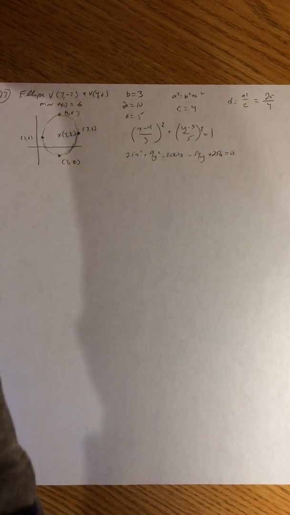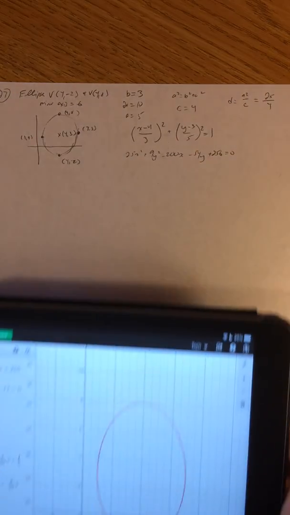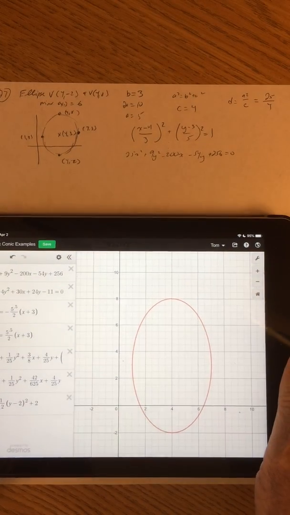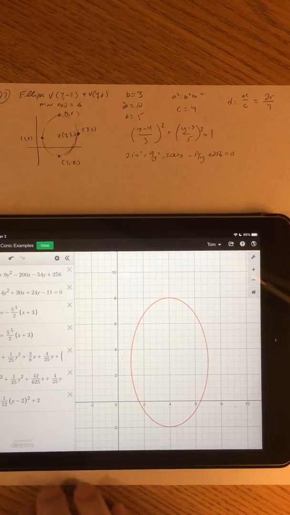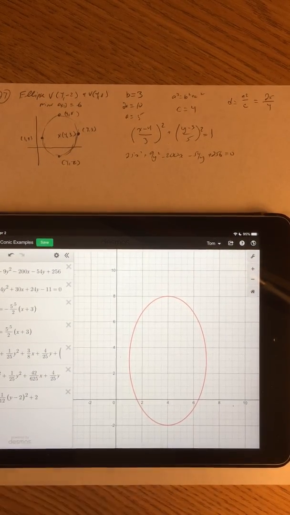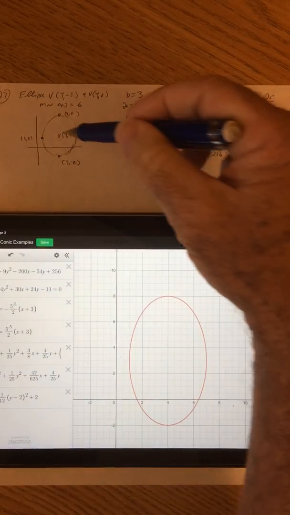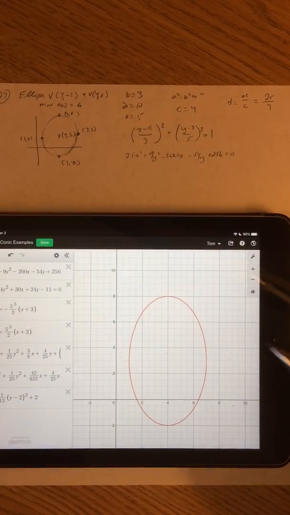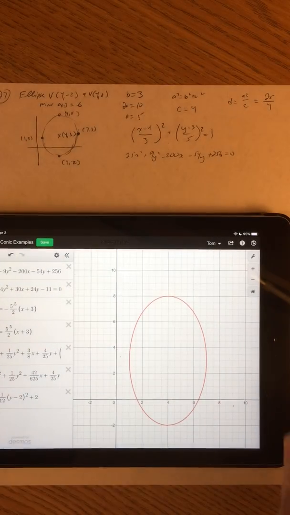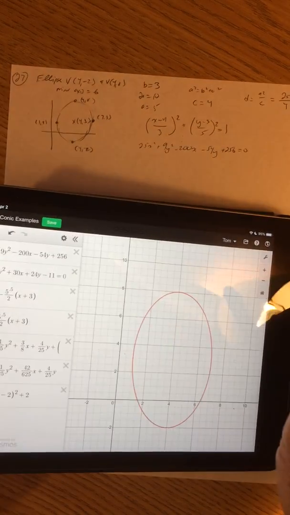Now I will post this link for you. And there, that's a Desmos graph, and this is the graph. I have it drawn a little bit wider, but this is definitely to scale. And the vertices are exactly where we expect them to be, and the center is as well. So that is problem number 27.